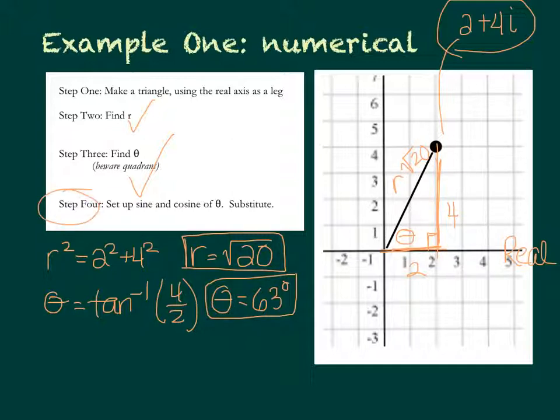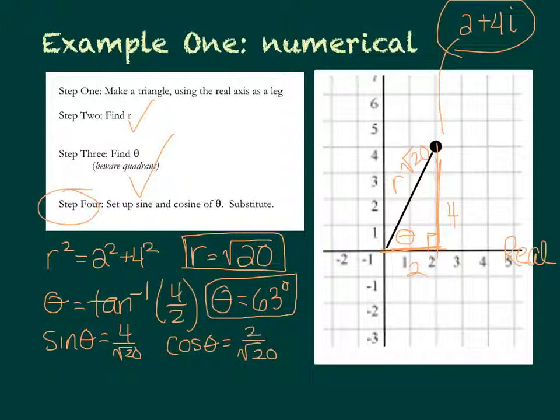I'm going to set up sine and cosine of theta. So I can say sine of theta equals opposite, which is 4 over the hypotenuse, and cosine of theta equals the adjacent, so 2 over the hypotenuse. Now it's not initially clear what we want to do with this, but the important thing to notice is that our original point, 2 plus 4i, has a 2 and has a 4. It's not a coincidence that 2 and 4 show up in the sine and cosine.